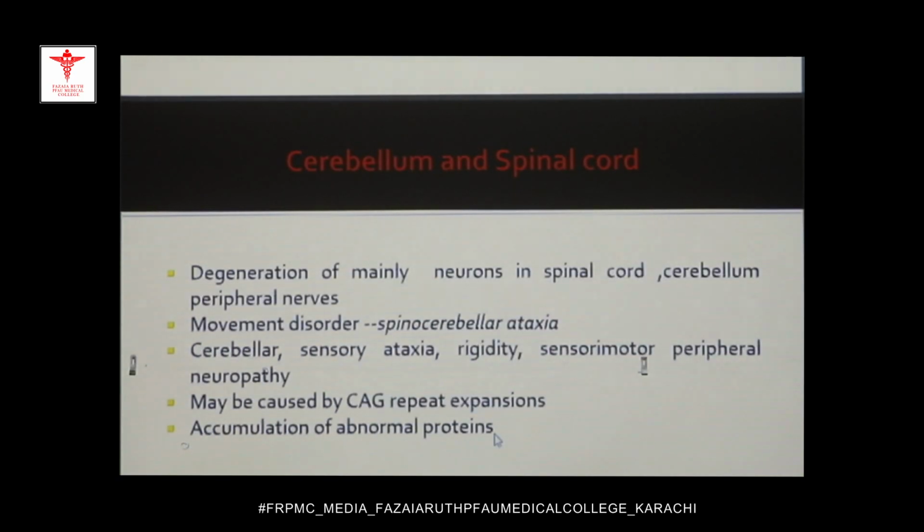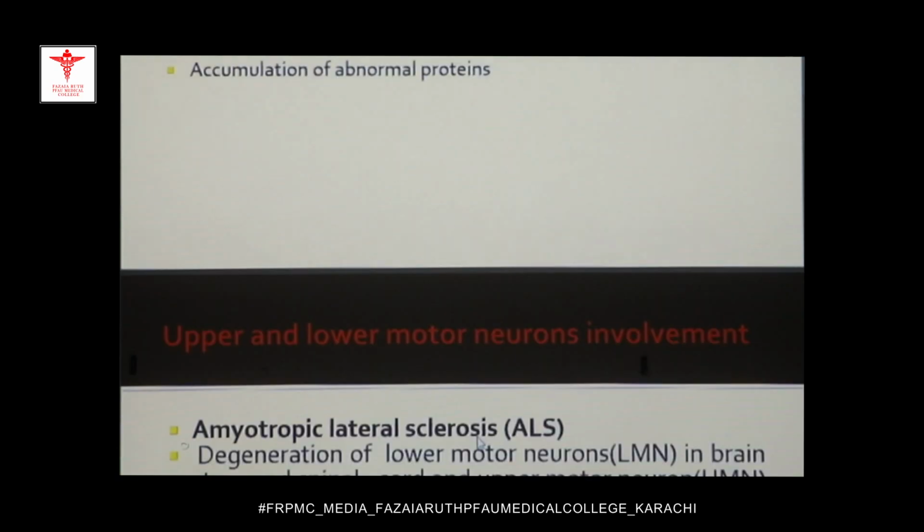Then there are disorders of cerebellum and spinal cord because of the degeneration mainly in the spinal cord, cerebellum, and the peripheral nerves, mainly the sensory nerves, resulting in movement disorder causing spinocerebellar ataxia. So there will be cerebellar disorder with sensory ataxia, rigidity, sensorimotor peripheral neuropathy. Again, this is caused by CAG repeat expansions resulting in accumulation of abnormal proteins which cause damage to the nerves.